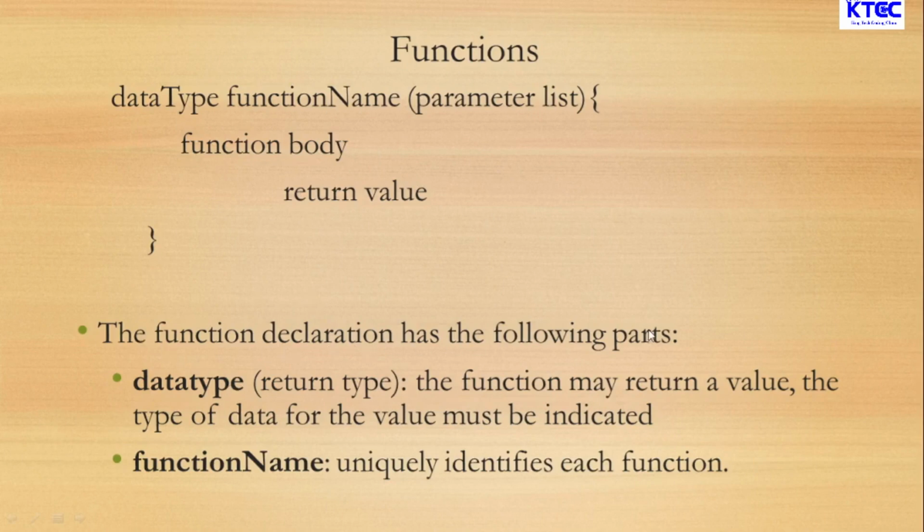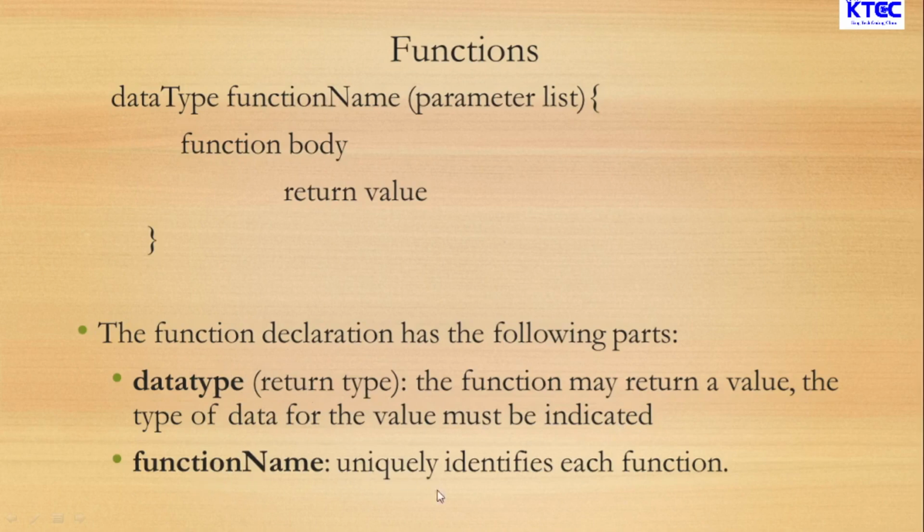So the function declaration has the following parts: data type. So that is a def type, and then return type. After everything, it should return the value and then store it in the name of the variable. So the function may return a value. The type of data for the value must be what? Indicated. So after that, it will return the value and then store it inside the name of the function.